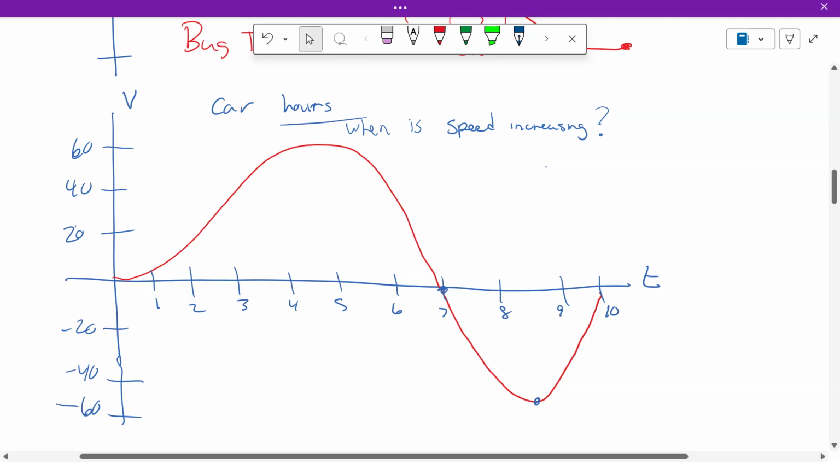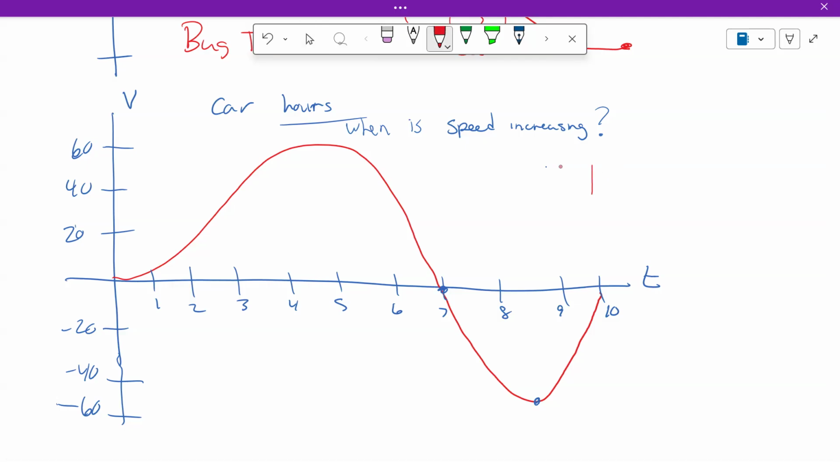When is the speed of the car increasing? From 1 to 4, because I think it maxes out kind of at 4. So from 1 to 4, and then from 7 to 8.5. Okay? Speeding up. We good?